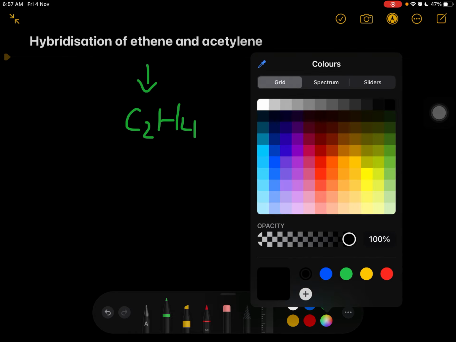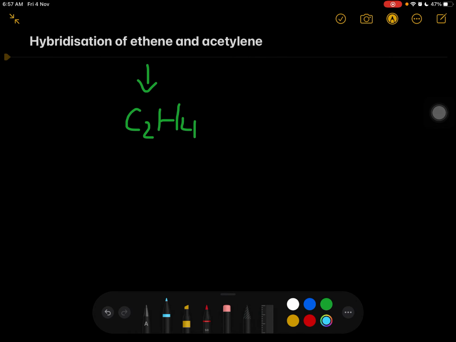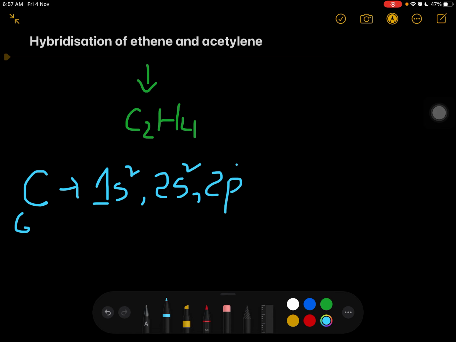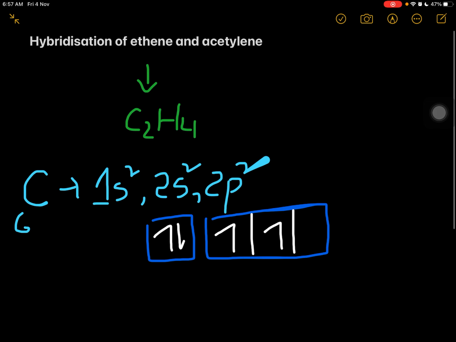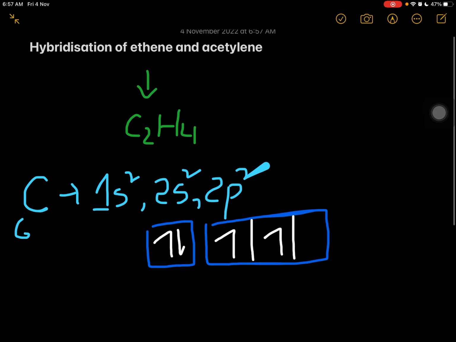So let's first find the configuration of C. We know the atomic number of carbon is 6. The configuration will be 1s2, 2s2 and 2p2. Over here you can see that this is the s orbital and this is the p orbital, and you can see the valency of carbon.